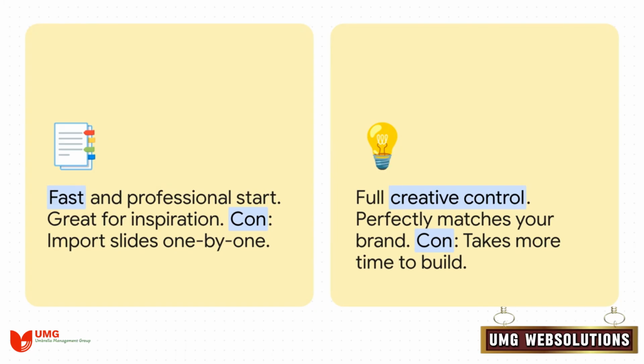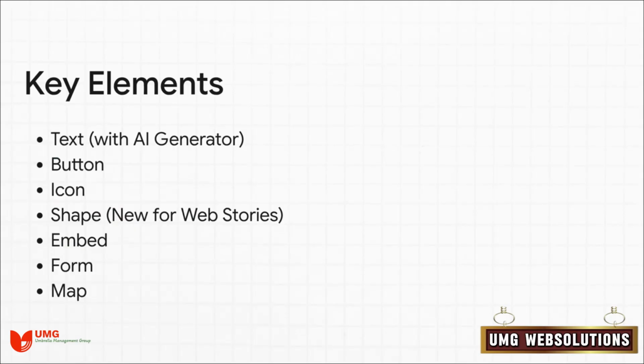So when you start out, you've basically got two paths you can take. You can use the pre-made templates, which is great for getting a professional look really fast. The only little catch is you have to import each slide individually. Or you can start from a blank slate, which gives you total creative freedom to match your brand perfectly. And these are the building blocks you'll be using. You've got your standards like text, buttons, and icons, but check out the shape element. That's new for web stories, and it's awesome for creating cool backgrounds and layouts. And hey, if you get stuck, there's even an AI text generator to give you some ideas.